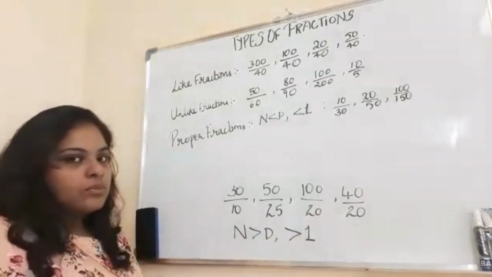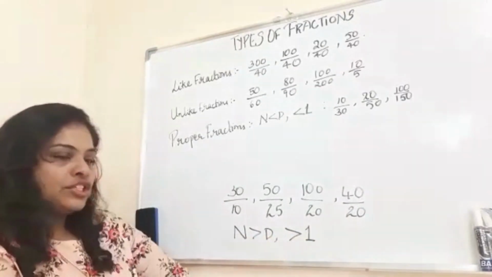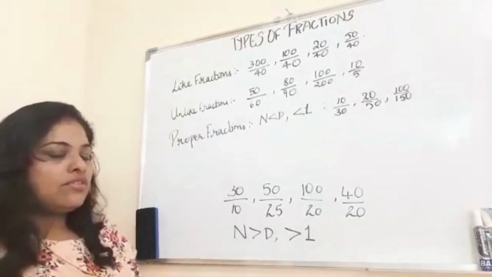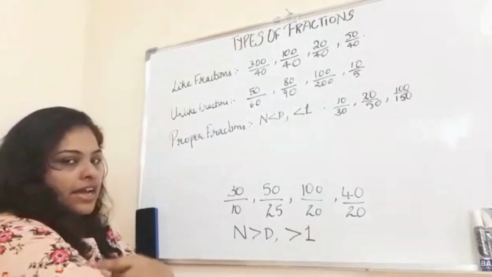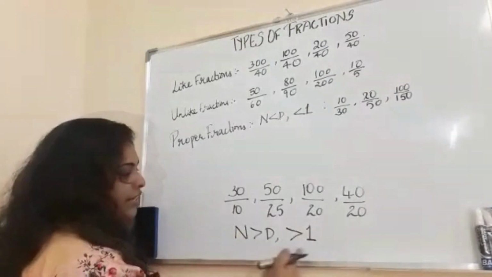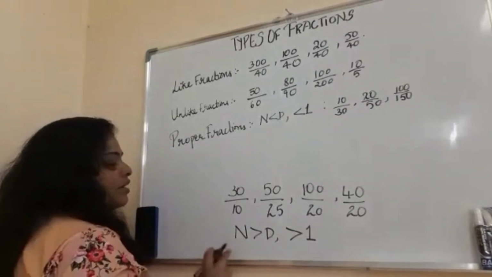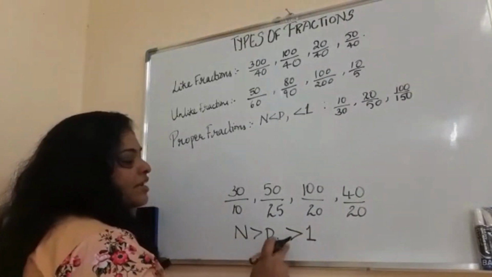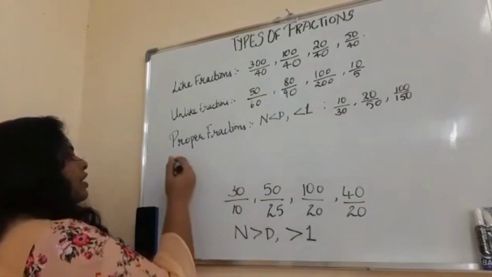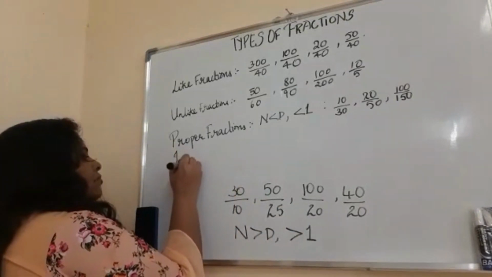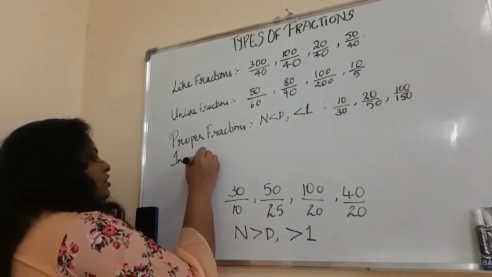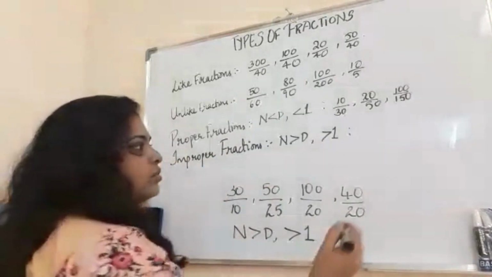If you are getting confused with greater and lesser value, you can use your hand. This left hand will be a lesser sign and this right hand will be a greater sign. Such kinds of fractions where the numerator is greater than the denominator and the value is more than 1 are known as improper fractions.